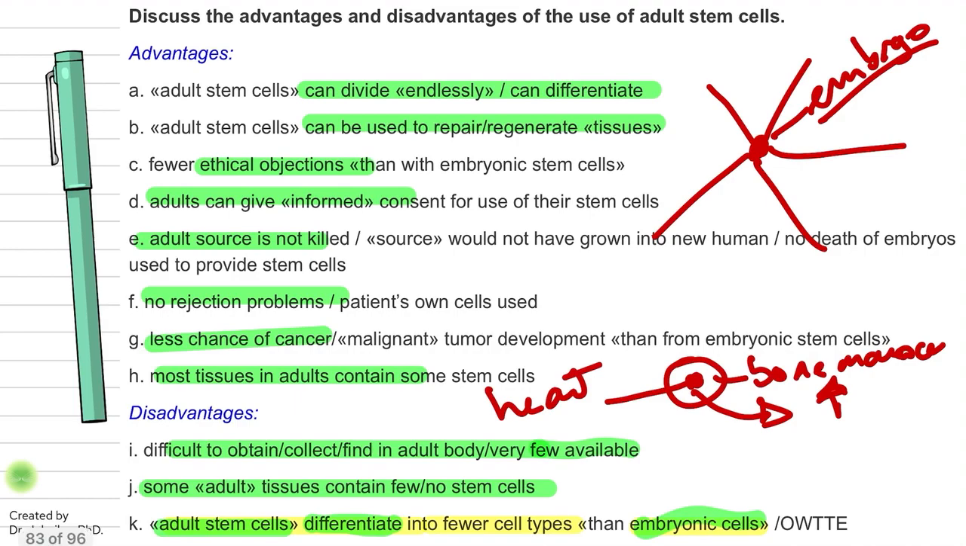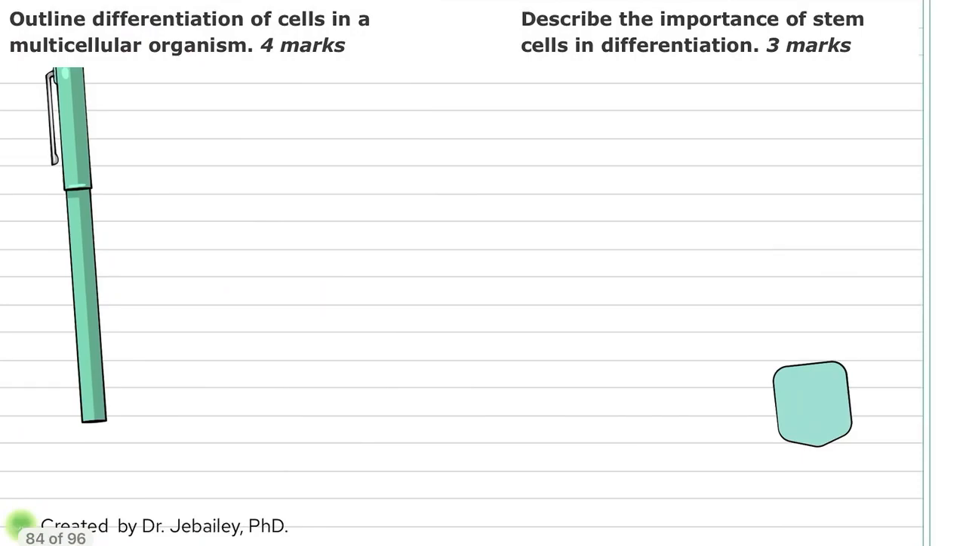But we have many other questions like these. This one says, outline differentiation of cells in multicellular organisms, which is 4 marks. And this one says, describe the importance of stem cells in differentiation. Now, what do we see here? These two questions are basically asking the same thing, but worded differently. First, the command is different. This is outline, this is describe. But ironically, this has 4 marks and this has 3 marks.